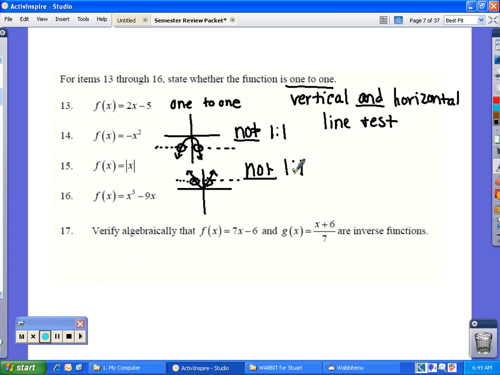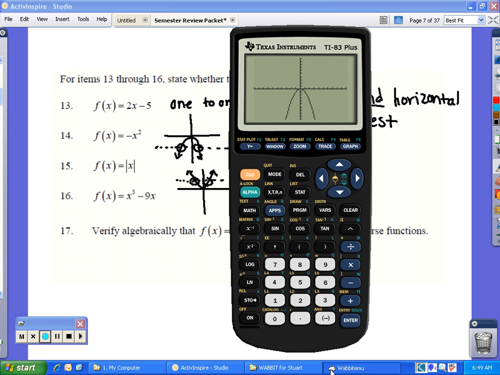And finally, number 16, you have an x cubed function minus 9x. So you're going to go to your calculator, go to y equals, and put in x cubed minus 9x. Press graph. And you will see that this graph kind of has a zigzag in it.